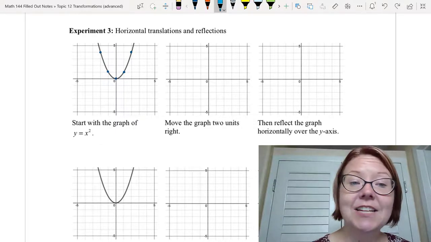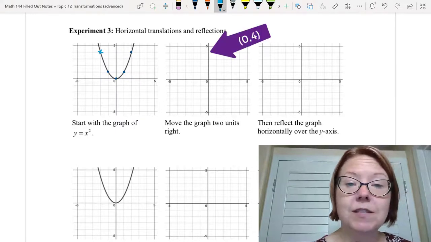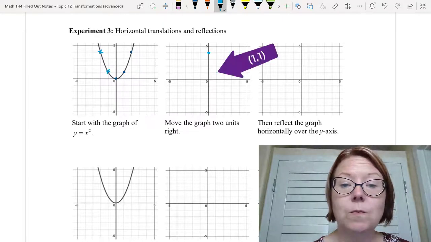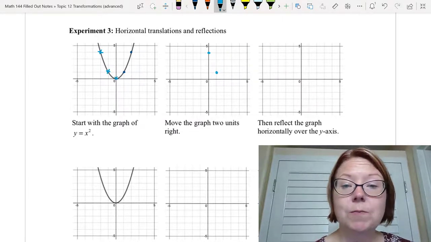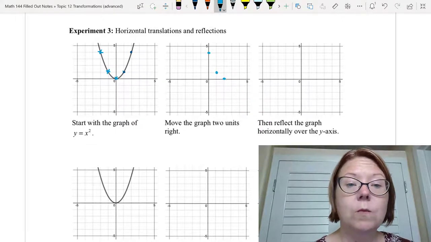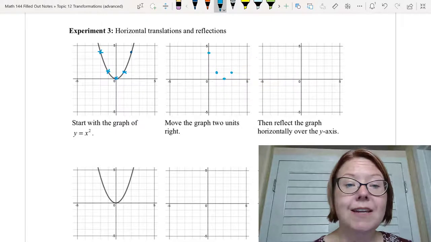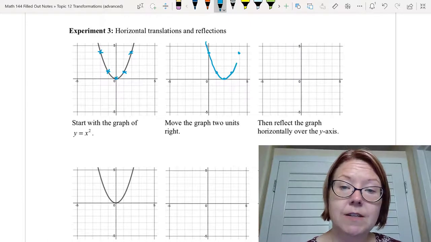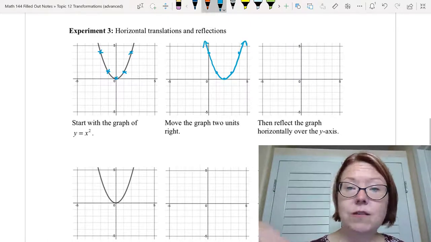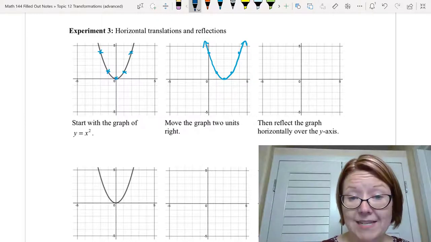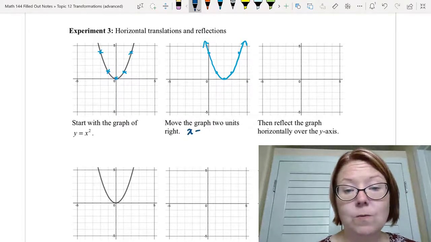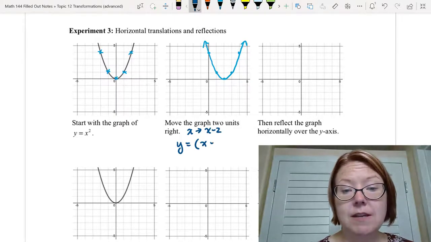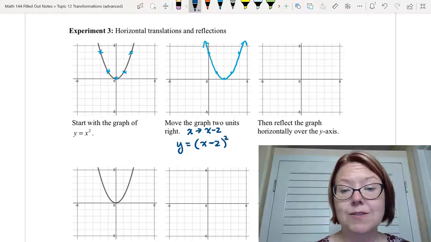Here we go. -2, 4 becomes 0, 4. -1, 1 becomes 1, 1. 0, 0 becomes 2, 0. 1, 1 becomes 3, 1. And 2, 4 becomes 4, 4. That is the graph shifted to the right 2 units. And we would write this by replacing x with x minus 2. So that's going to be y equals (x minus 2) squared.